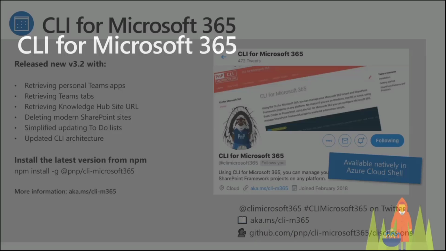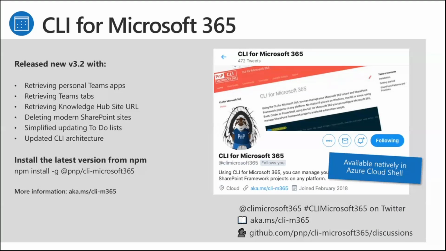Awesome. Thank you, Vesa. And now we've got our updated CLI for Microsoft 365. Released a new version, 3.2, with retrieving personal Teams apps, retrieving Teams tabs, Knowledge Hub site URLs, deleting modern SharePoint sites, simplifying updating a to-do list, and updated the CLI architecture. So some internal changes to CLI there. Really excited to see this continue to grow. Tons of great contributors involved in this, as with all our projects.